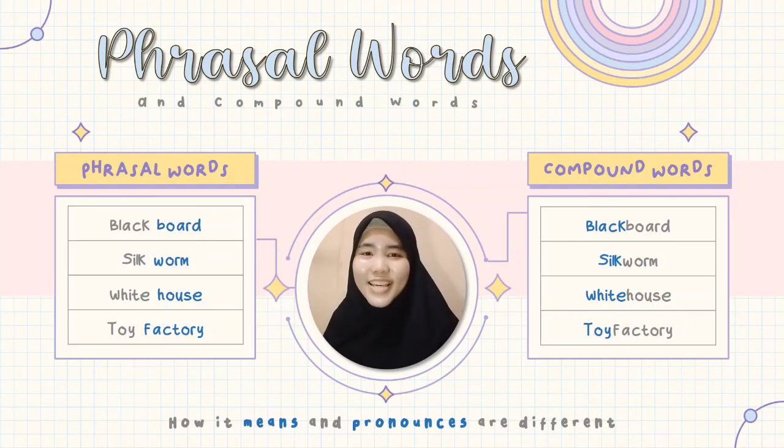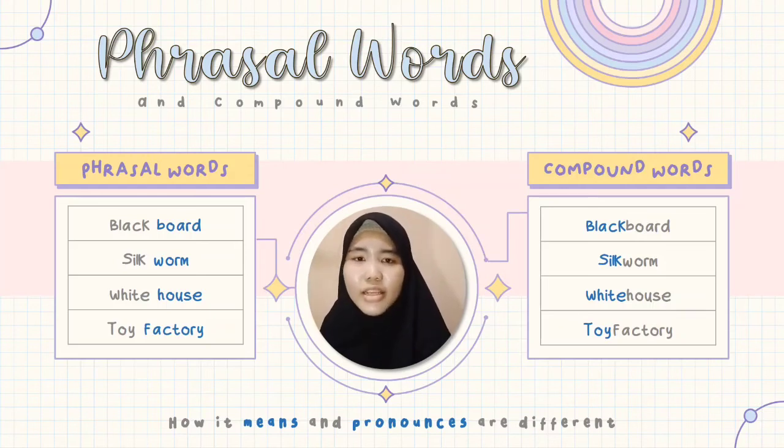Alright everyone, here we go to the differences between phrasal words and compound words, which we think are actually similar. Here we discuss the differences between both of them by showing examples. As you can see on the screen, the bold one is where the pronunciation is stressed. Then other differences are the space and the meaning.